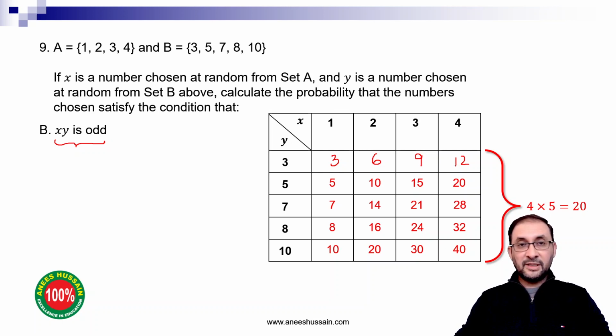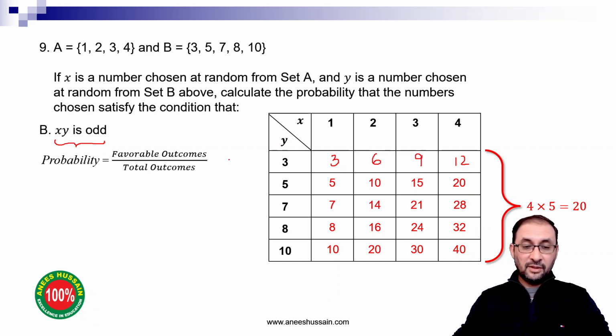Remember, the formula for probability is equal to the number of favorable outcomes divided by the total possible outcomes. The total possible outcomes in this case were 20, so that is your denominator. In the numerator, you simply need to count from the output sample space how many odd outcomes we have. So we have 3 and 9 from the first row, 5 and 15 from the second, 7 and 21 from the third, and that's it. We do not have any further odd values for x times y. So there are 6 favorable outcomes. That is your numerator. So the probability that x times y is odd is going to be 6 upon 20, which is equal to 3 upon 10.